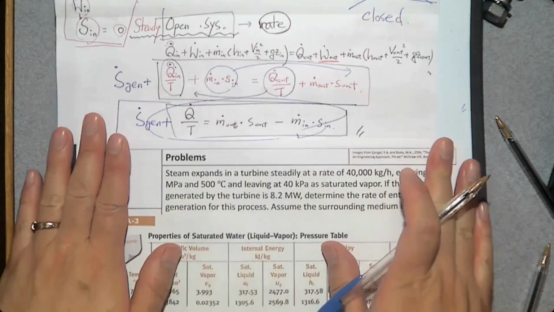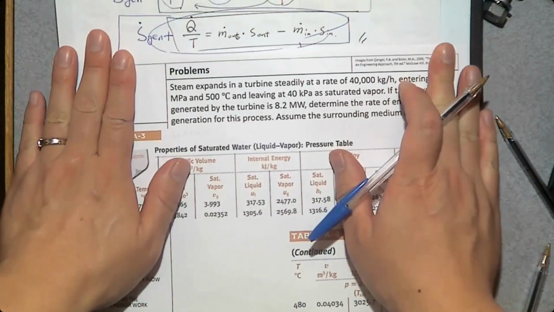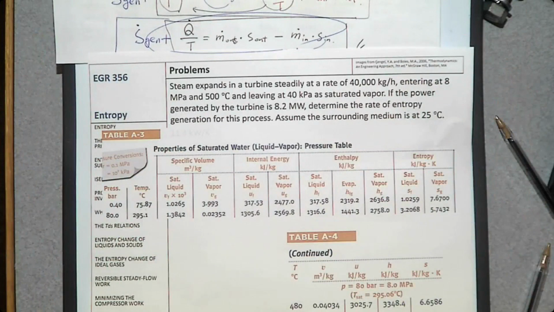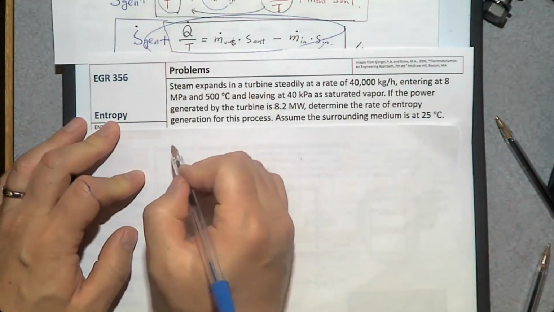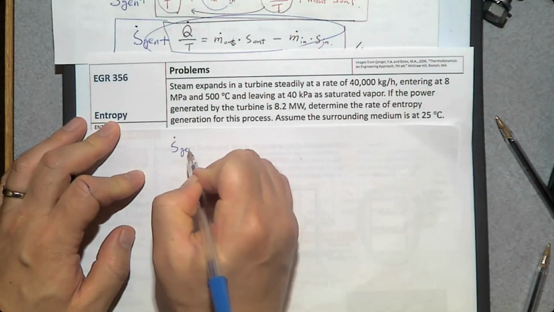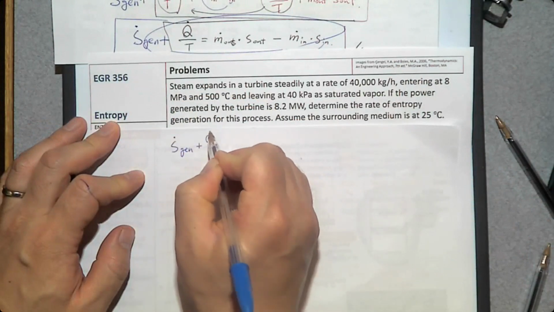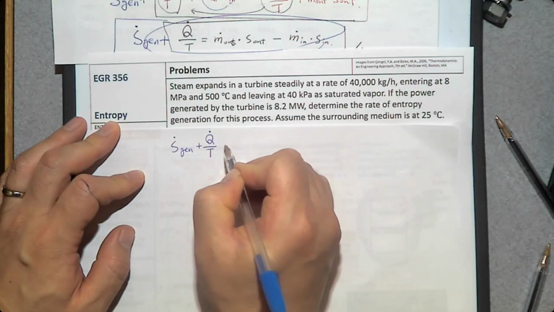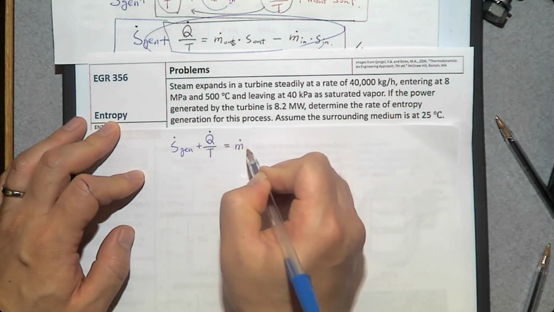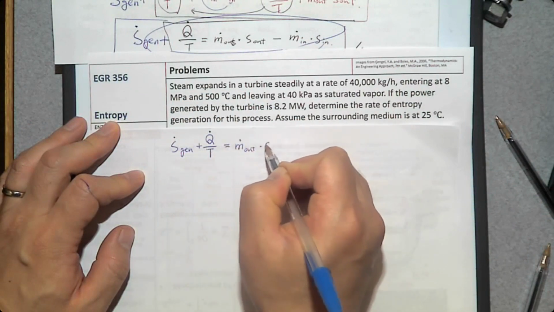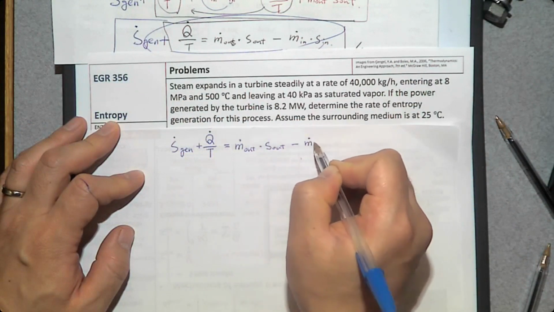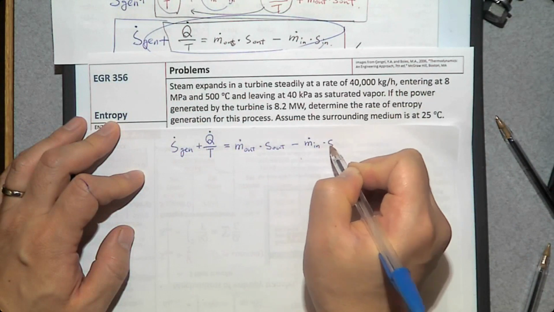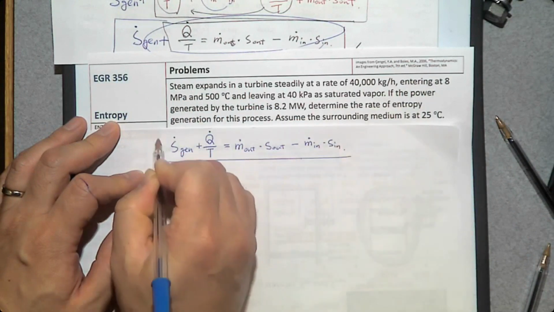Let me write this equation here. So the governing equation is S dot gen plus Q dot, the heat transfer rate per temperature, is m dot at the exit and the specific entropy S out, minus m dot at the inlet and the specific entropy at the inlet.